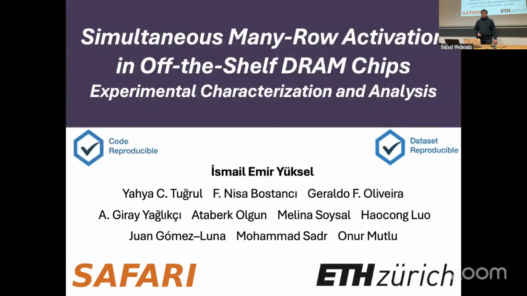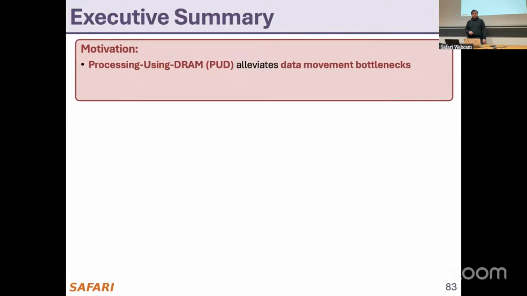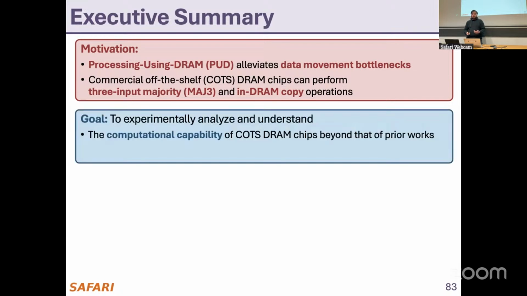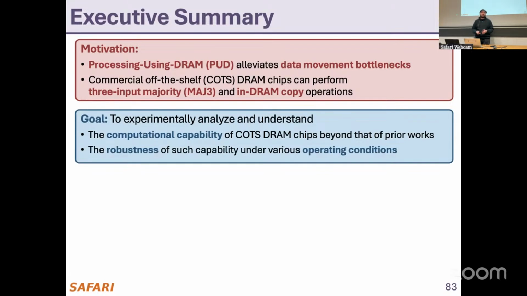Sorry. So the next paper is SiMRA-DRAM: simultaneous many-row activation in off-the-shelf DRAM chips and experimental characterization analysis. This was published in DSN 2024 this year again. So let's jump into the executive summary. The motivation is still the same: processing using DRAM alleviates data movement bottlenecks, but off-the-shelf DRAM chips are limited to 3-input majority and in-DRAM copy operations. So our goal is to experimentally analyze and understand the computational capability of off-the-shelf DRAM chips beyond that of prior works, and the robustness of such capability under various operating conditions, such as temperature, voltage, data pattern, etc.